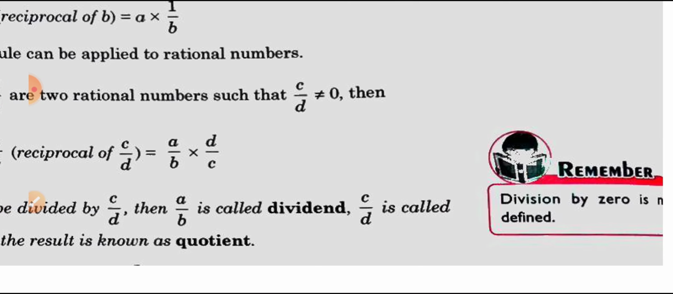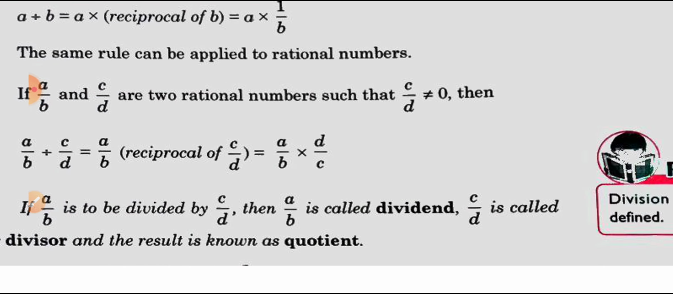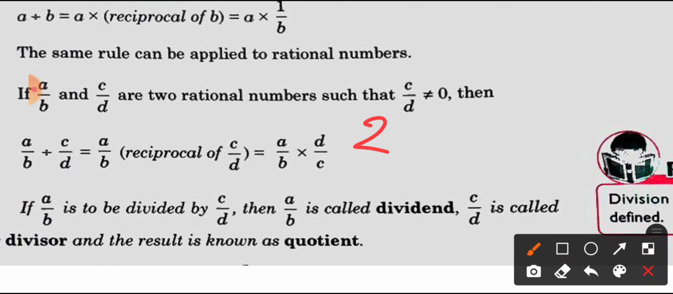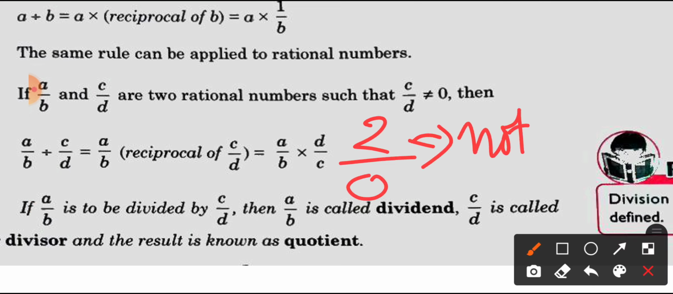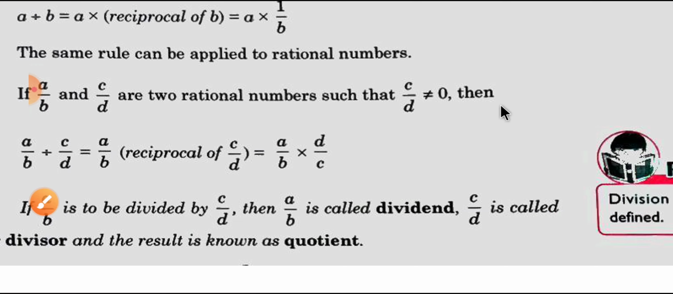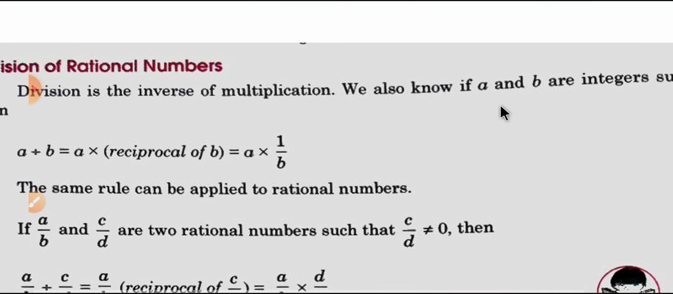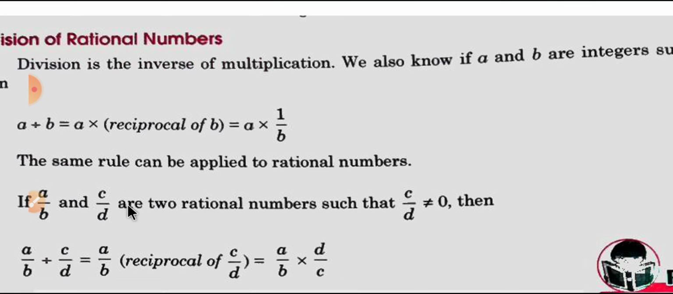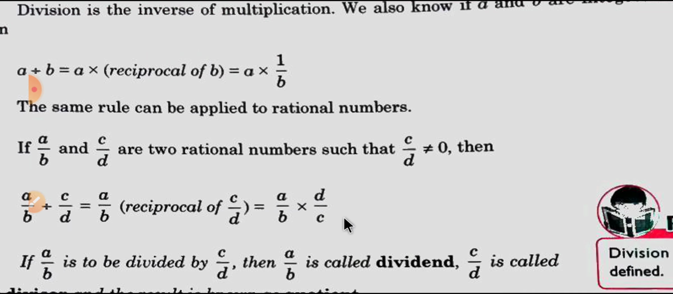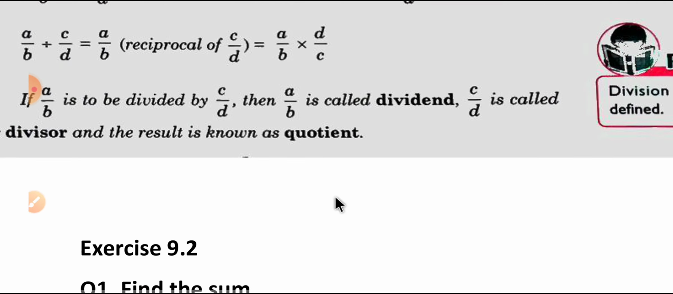Division by 0 is not defined. It means we cannot divide any number by 0. It is not defined. But if we write 0 by 2, the answer is always 0. So reciprocal means we only have to change the numerator with the denominator and the denominator with the numerator. And if you want to divide any two rational numbers, you have to find the reciprocal of the second rational number and multiply it.